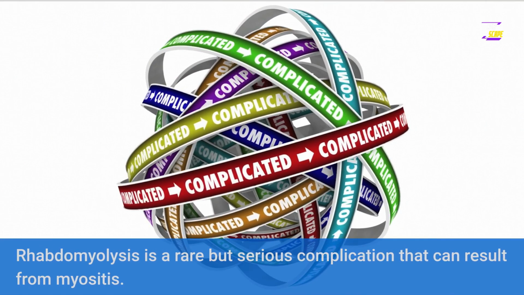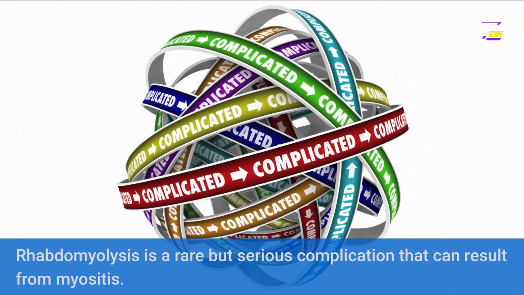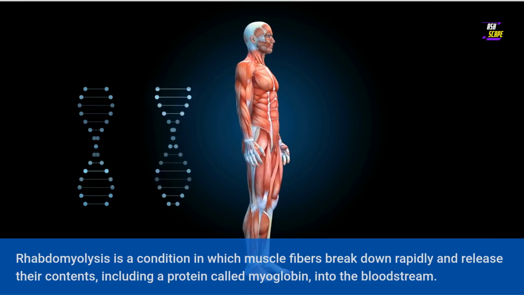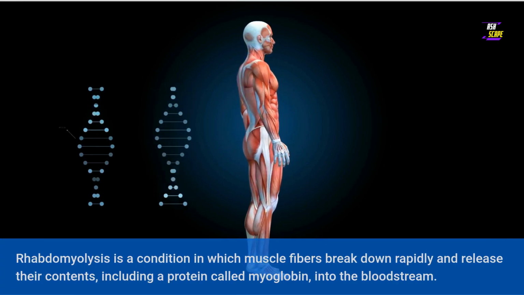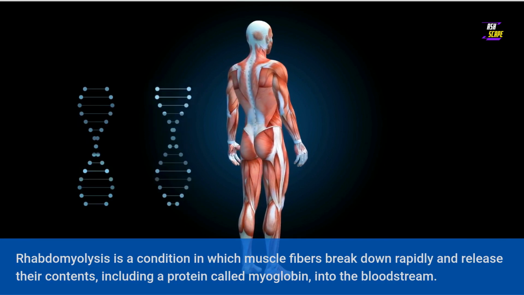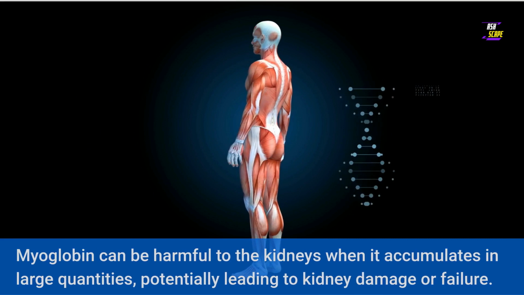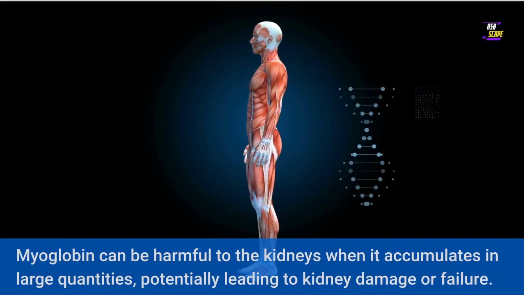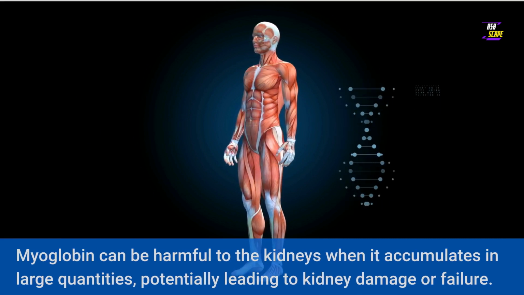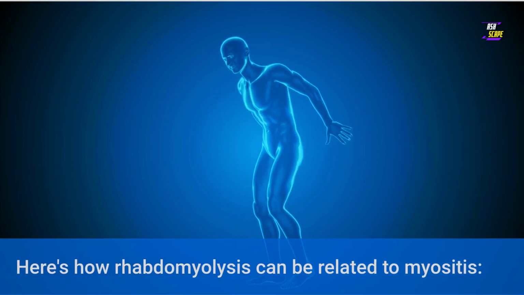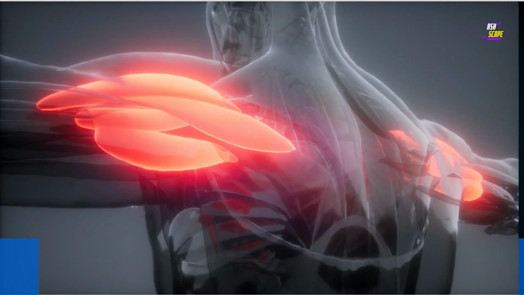What is rhabdomyolysis resulting from myositis? Rhabdomyolysis is a rare but serious complication that can result from myositis. Rhabdomyolysis is a condition in which muscle fibers break down rapidly and release their contents, including a protein called myoglobin, into the bloodstream. Myoglobin can be harmful to the kidneys when it accumulates in large quantities, potentially leading to kidney damage or failure. Here's how rhabdomyolysis can be related to myositis.